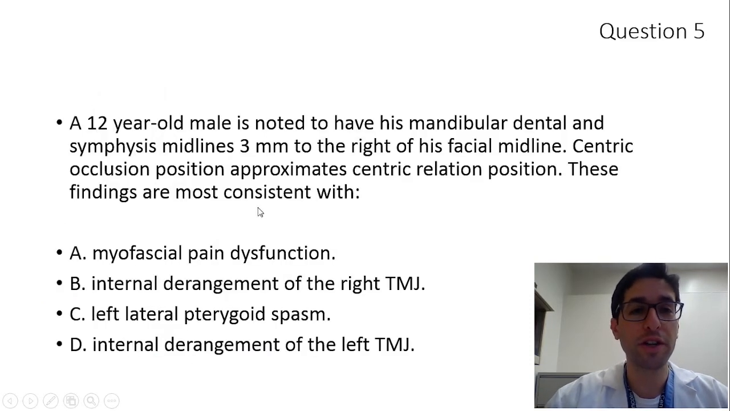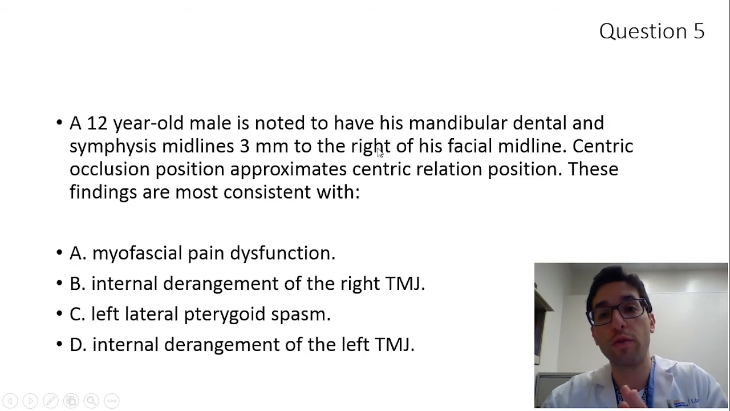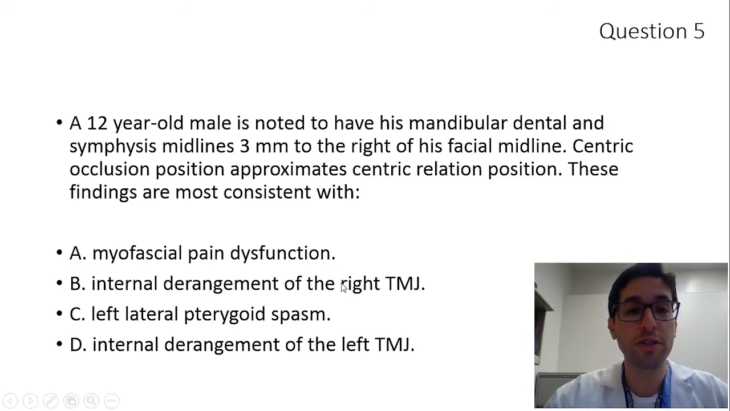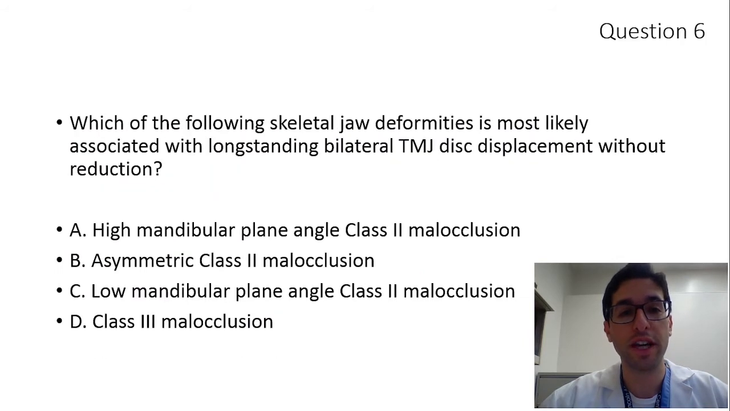So anyway, going back to our question, the patient had a discrepancy between his facial midline and his dental midline. That's going to be associated with what? It's either internal derangement of the right or the left. So you've got to figure out which is the short side. Everything is deviated towards the right. If it's deviated towards the right, then you know the left is too big, it's pushing over, and the right is too small. So the answer is going to be B. Internal derangement of the short side.